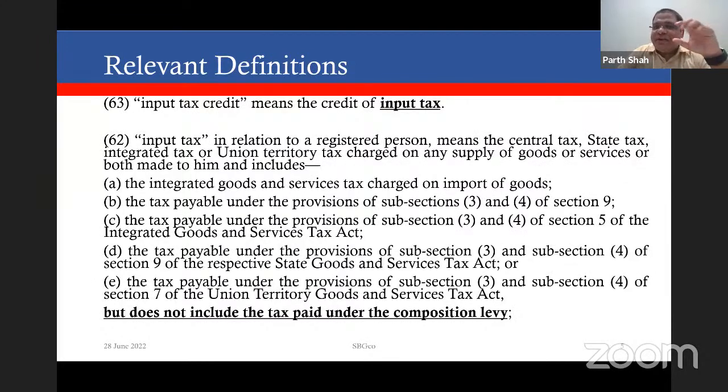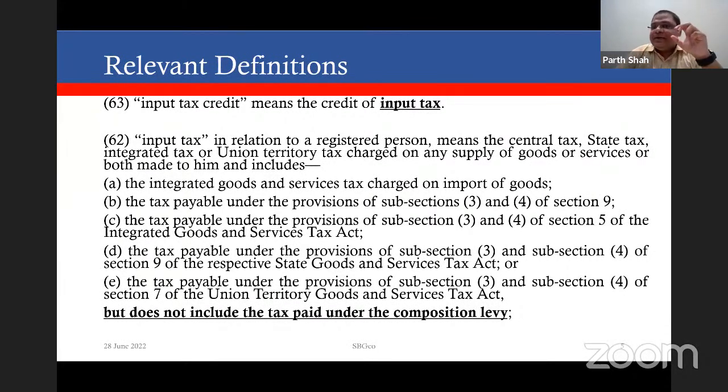Now, when we look here, there are mainly three baskets of taxes which are classifiable as input tax. One is central tax, state tax, and integrated tax. And when I say state tax, we should also refer to it as UT tax if you are in a particular union territory. Central tax is charged under the Central Goods and Service Tax Act, which is a single legislation. Same way, integrated tax is charged under the Integrated Goods and Service Tax Act, 2017, again a single legislation.